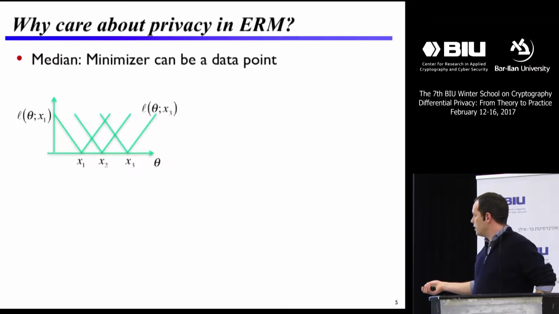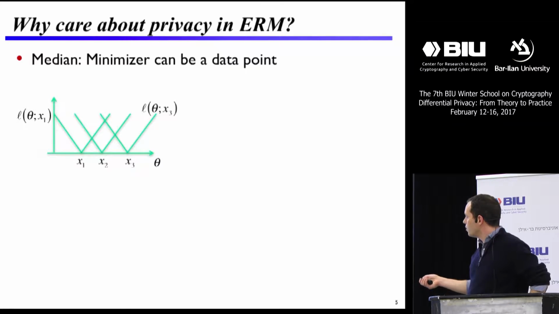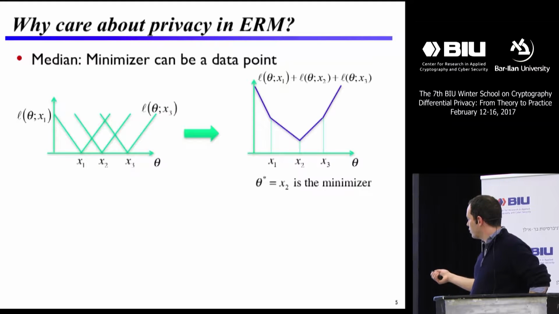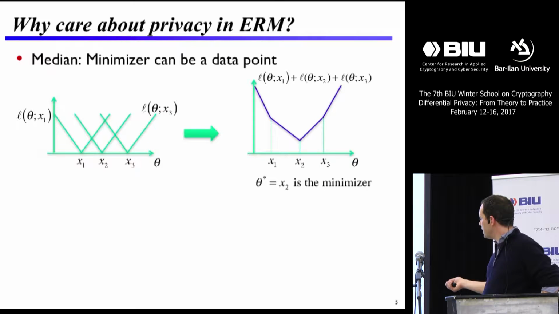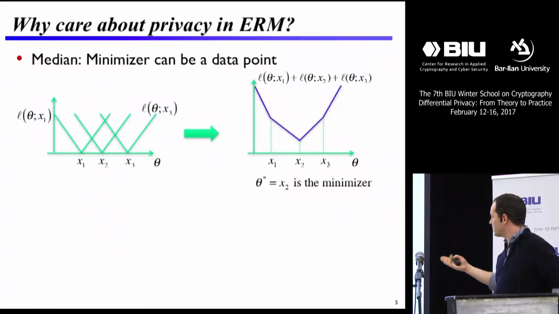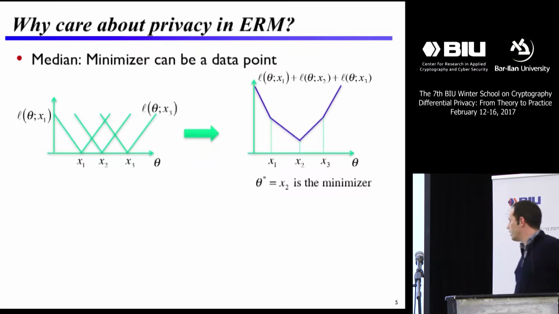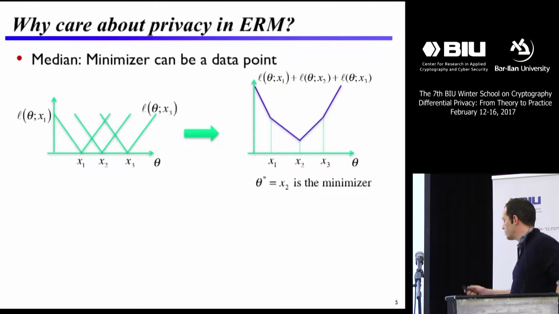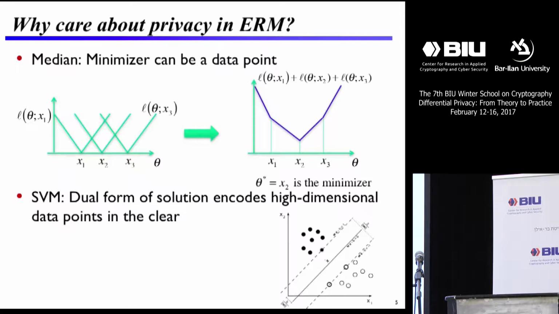So in the case of the median, why is it that I wouldn't want to release the exact median? Well, if I write out the loss function related to the median, the exact minimizer, the true median, is always itself a data point, at least when the number of data points in the data set is odd. And so you're basically releasing somebody's data in the clear in this case, right? Somebody's income or somebody's whatever it is.